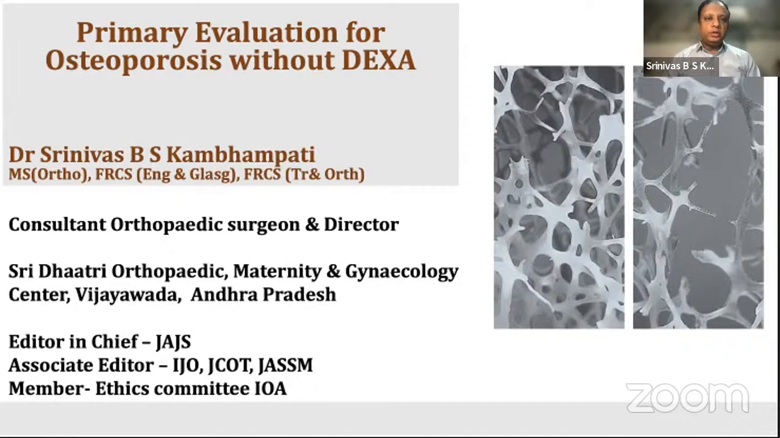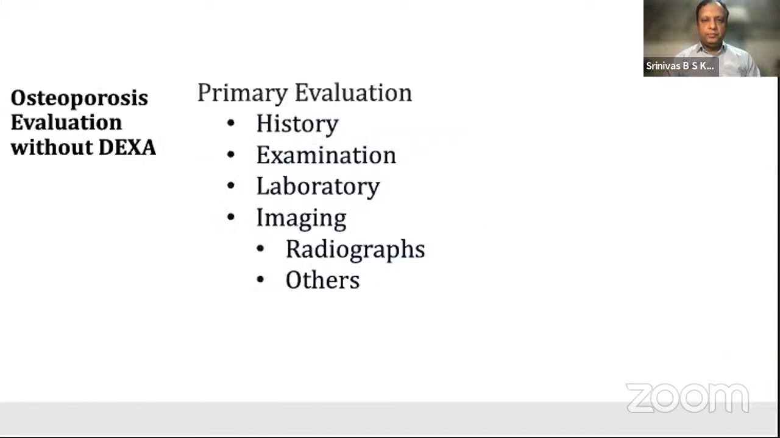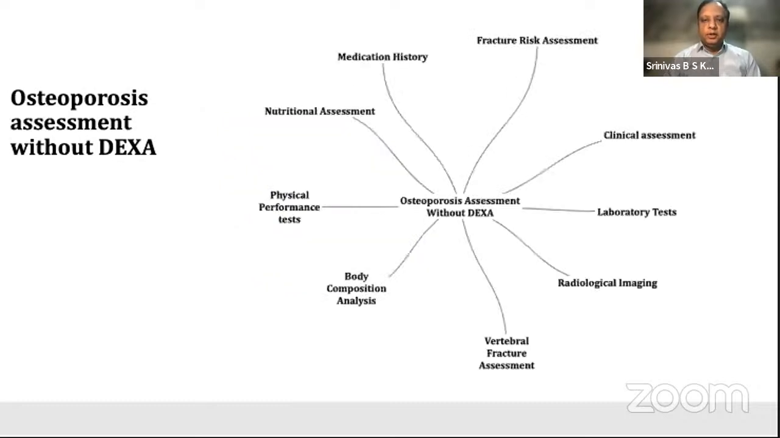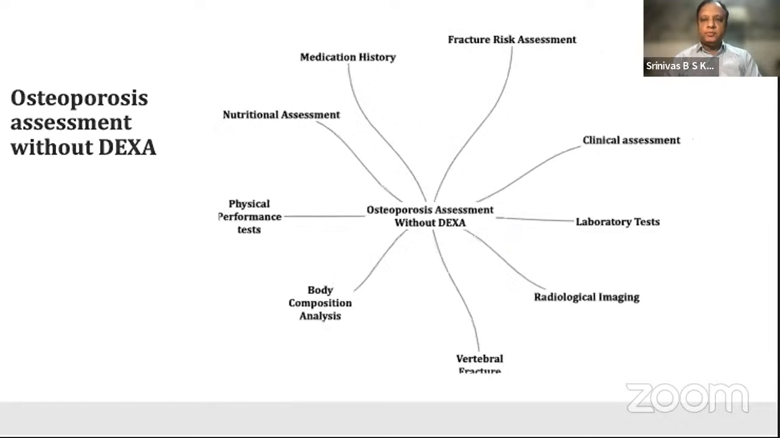My talk is on primary evaluation for osteoporosis without using DEXA. A primary assessment is the initial examination of a patient by a medical professional, and this should include history, examination, lab tests, imaging, radiographs, and others. So evaluation without DEXA may be discussed under these broad headings. History includes fracture risk assessment and clinical assessment, which would also include examination, laboratory tests, radiological imaging, vertebral fracture assessment, body composition analysis, physical performance tests, nutritional assessment, and medication history, specifically to look for certain medications.